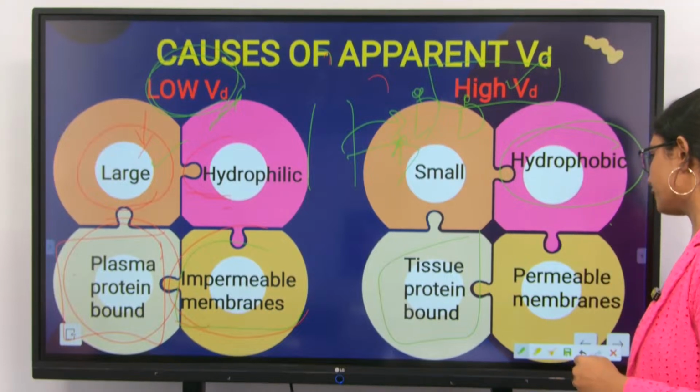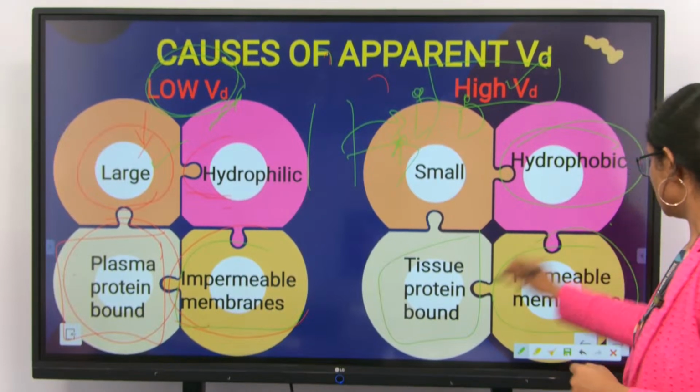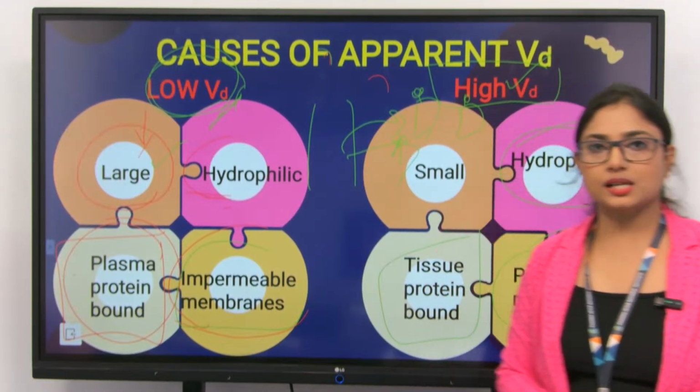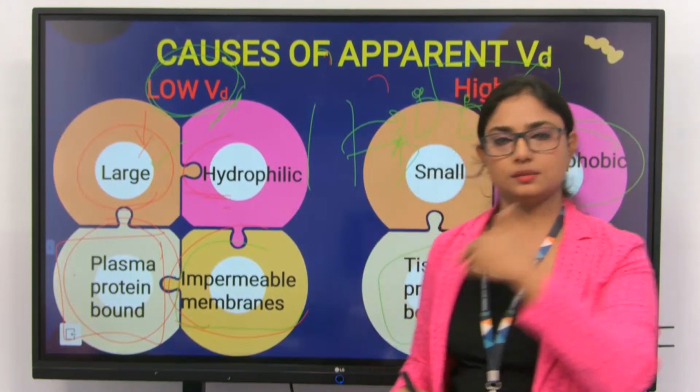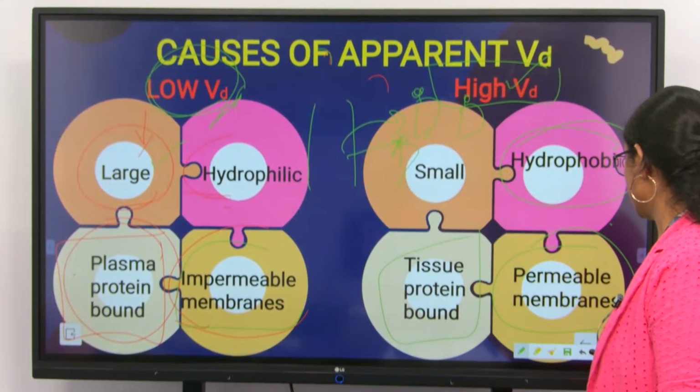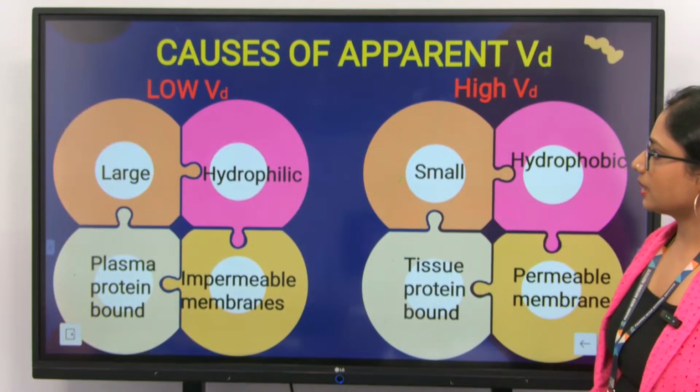Now, if the cell membrane is permeable, that means it allows more drug to enter the body. That means higher volume of distribution. Yeah, so that is the thing.